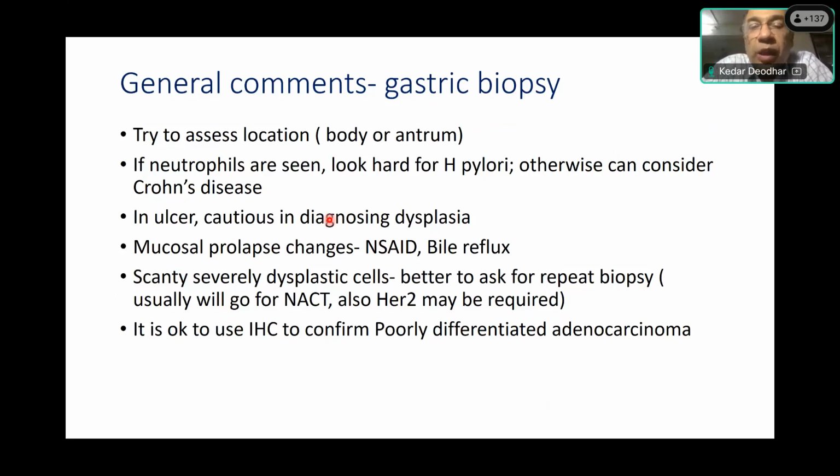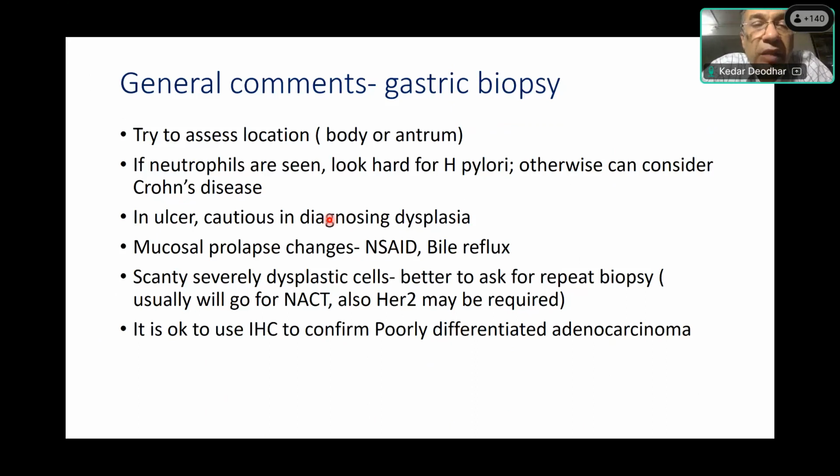Crohn's disease we are used to seeing or diagnosing in the colon, but it can affect the entire GI tract, including perianal skin. And in the stomach, neutrophils without H. pylori may raise the possibility of Crohn's disease. Just keep it at the back of your mind.